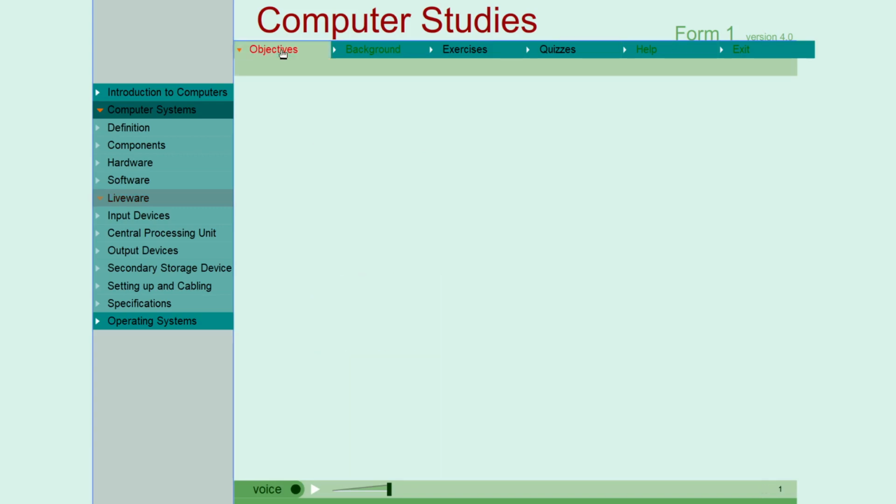This topic will help you distinguish the different components of the computer and be able to classify them into their respective categories.